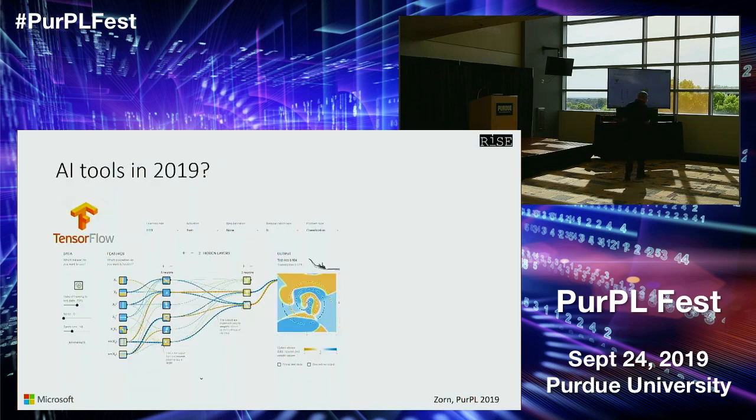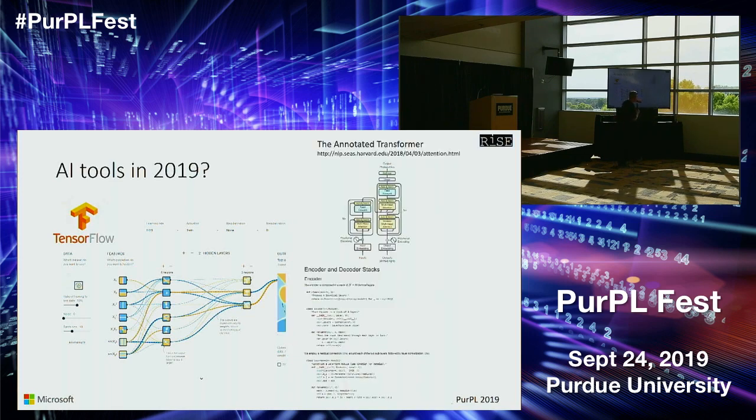So let's talk a little bit about AI tools. I mean, this is kind of fun. I don't know if you've seen it. It's playground.tensorflow.com. It essentially allows you to create little neural networks and then run them. It's good for education. Not really that useful for developers. This is better. This is actually pretty interesting.